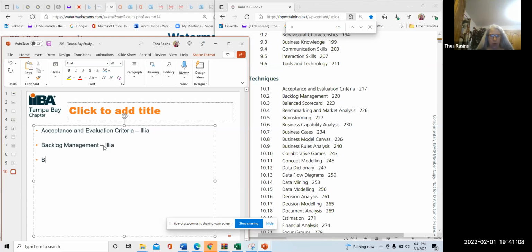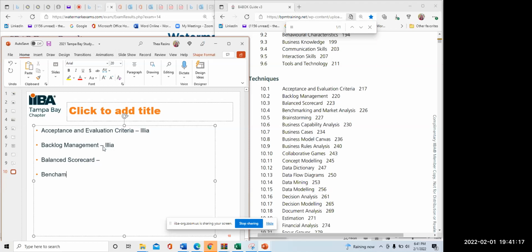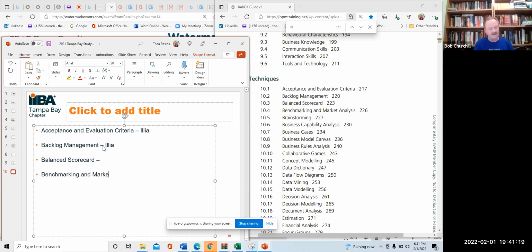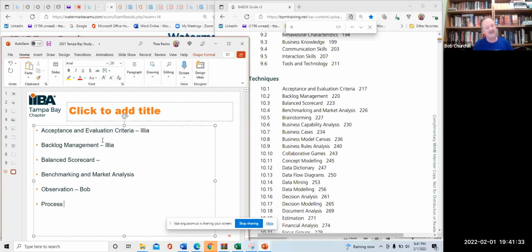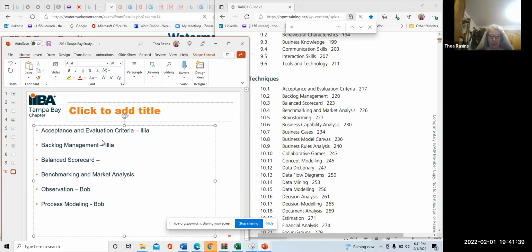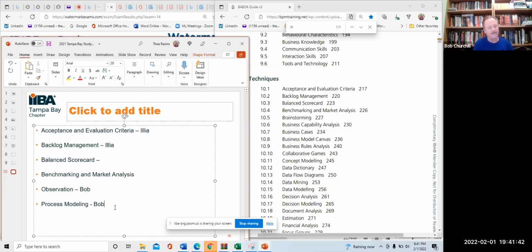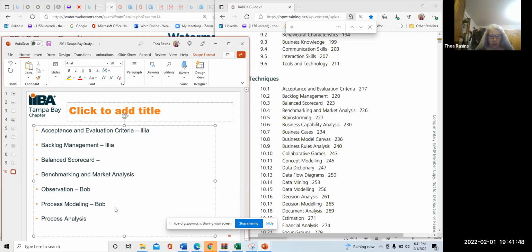Okay, the next one is balanced scorecard. Any takers? I will claim observation, process modeling. It's number 35. Okay. And also 34, process analysis.